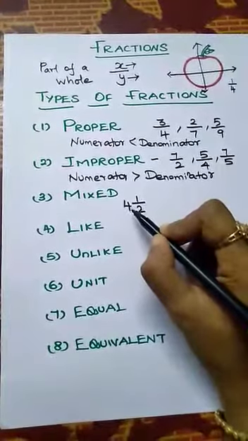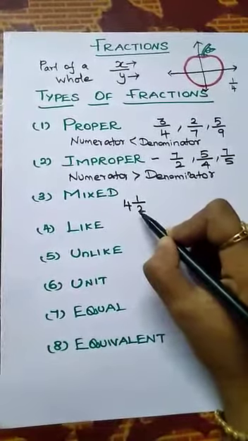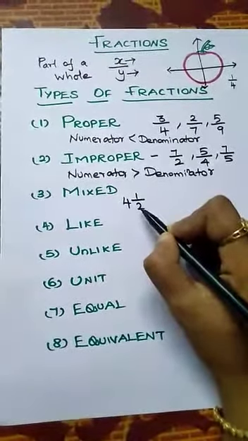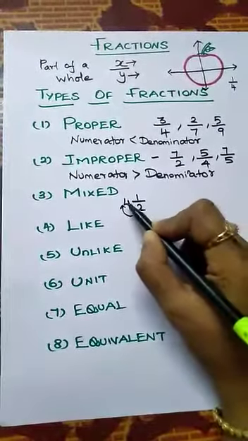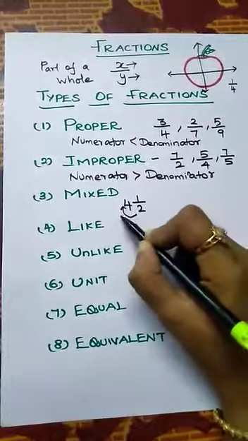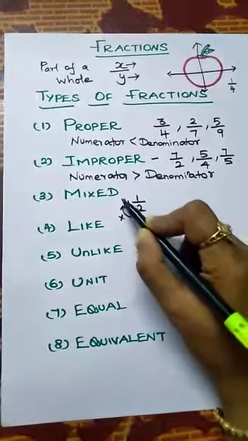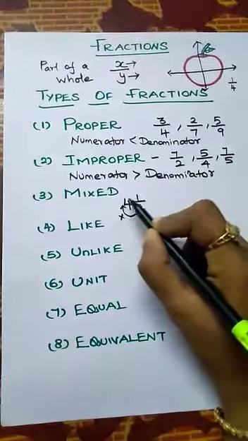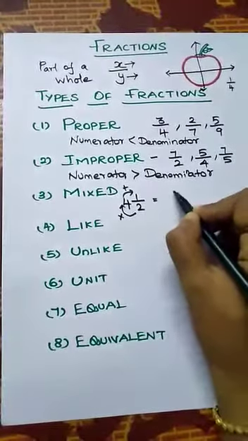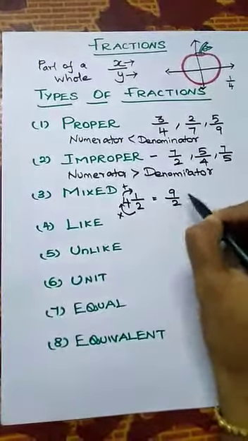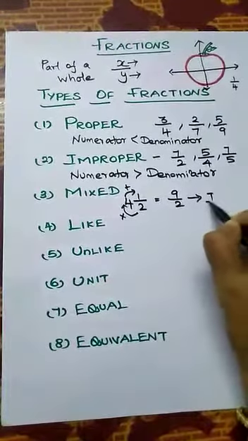How can we convert a mixed fraction into an improper fraction? First we multiply the denominator value with the whole number part. So 4 into 2, 8. Then we add the numerator value. So 8 plus 1, 9. So the answer is 9 by 2. What kind of fraction is this? Improper fraction.